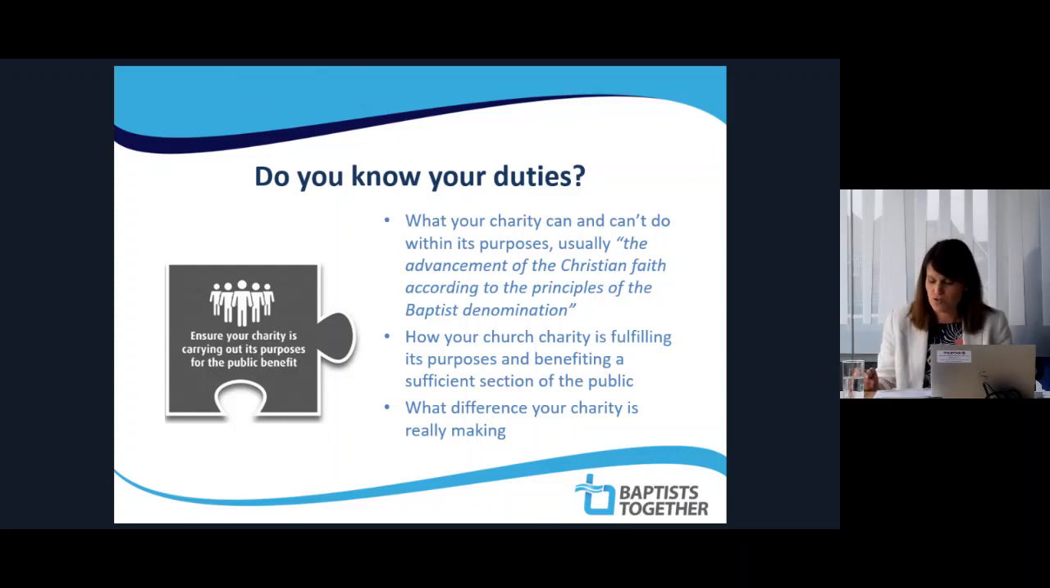And the beneficiaries of your charity should be appropriate to your charitable aims, and you should be looking to reach out to that community about you. And you need to identify the difference that your church charity is really making in that community for the public benefit.